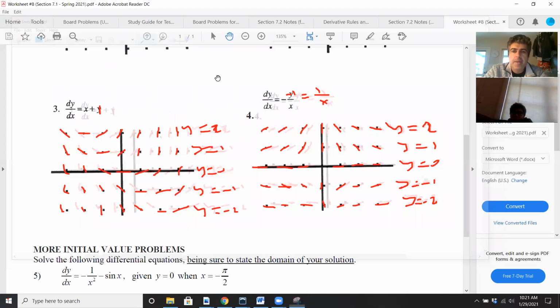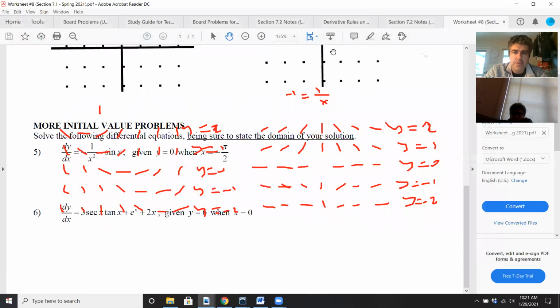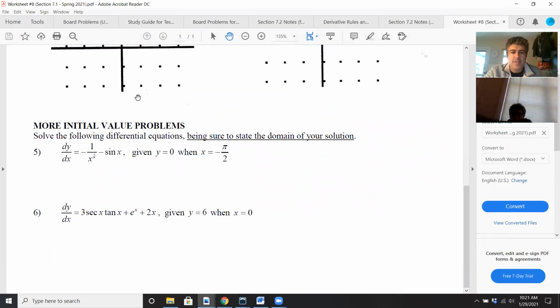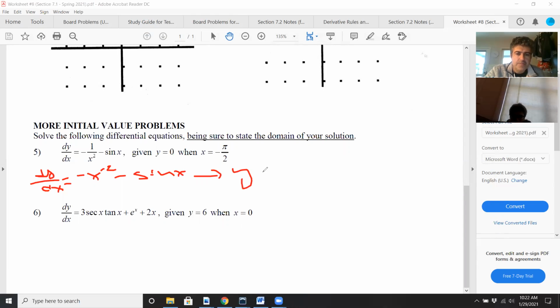And then lastly, for these DPQ problems, because I'm going to ask this on the board problem, I might as well do this with you guys. So solve the following differential equation. Hopefully you see that this is x to the -2 power dy dx equals negative sine x. So when you solve for y, the antiderivative of that is going to be x to the -1 power, because you add 1 to the exponent and divide by the new exponent, but the negatives cancel, so it's just x to the -1 power. And that's going to be plus cos x, because the derivative of cos x is negative sine x, plus c.